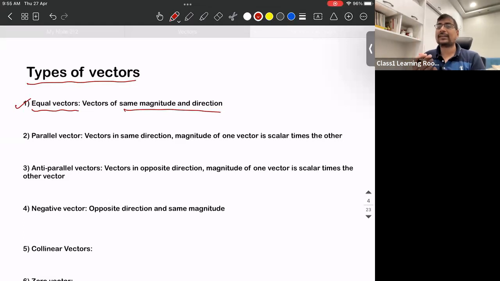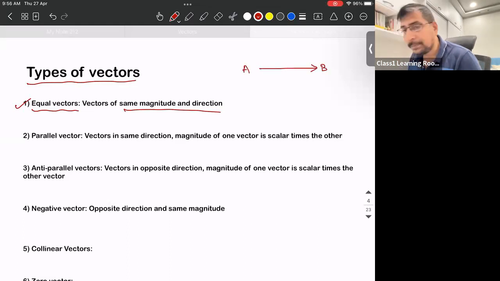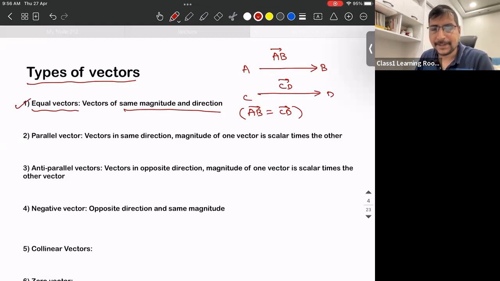But how are we going to write it mathematically? If I give you a vector like this, which I'll call AB, this is going to be the AB vector. If I give you another vector CD, then I'll call this the CD vector. Then I can say AB vector is equal to CD vector, provided their directions are the same and the magnitude is the same. Am I right?